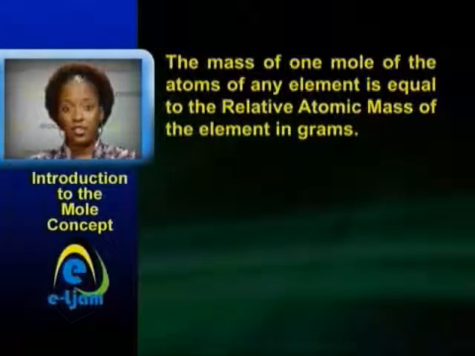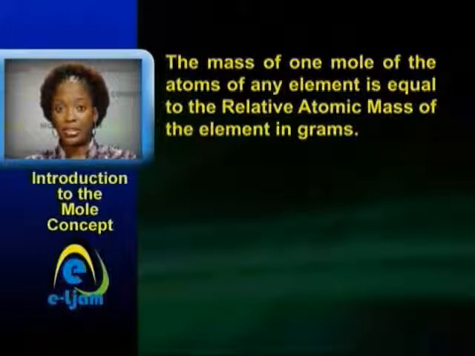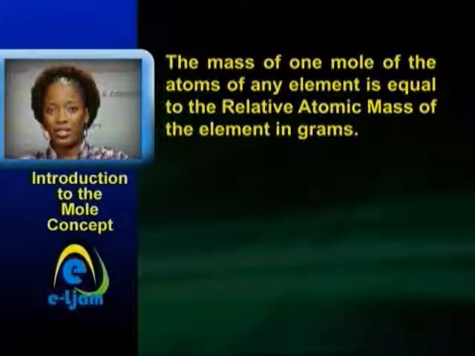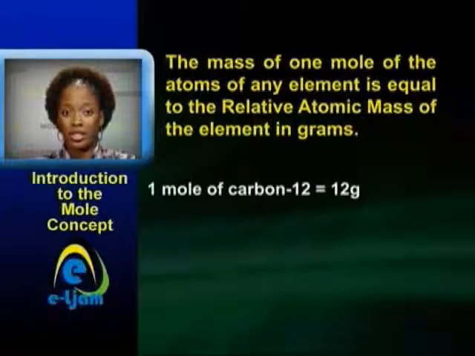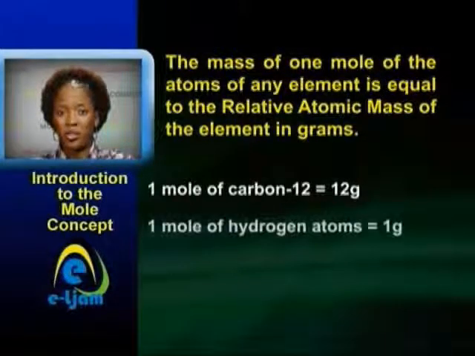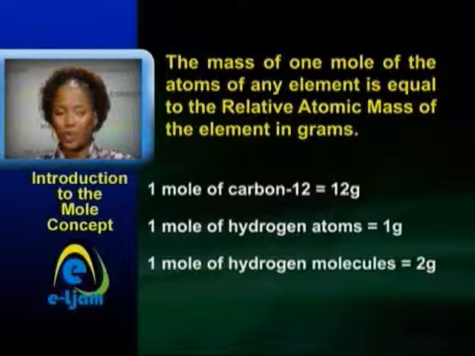Based on the definition of a mole, the mass of 1 mole of the atoms of any element is equal to its relative atomic mass. For example, a mole of carbon-12 atoms is 12 grams. A mole of hydrogen atoms is 1 gram. A mole of hydrogen molecules is 2 grams, etc.